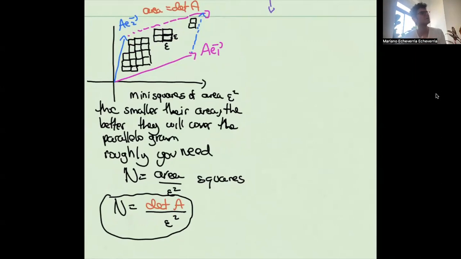Again, this may not be so clear right now, but for now I'm just saying that if you have a parallelogram, you can imagine chopping it up with tiny squares, trying to cover the parallelogram with that. And how many squares like that would you need? You would need basically this number.